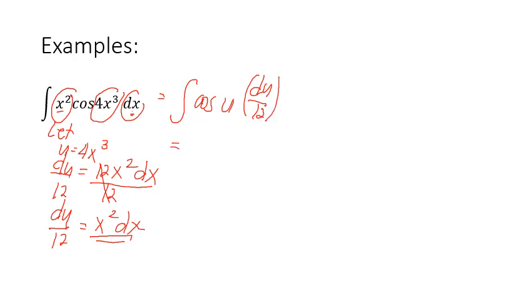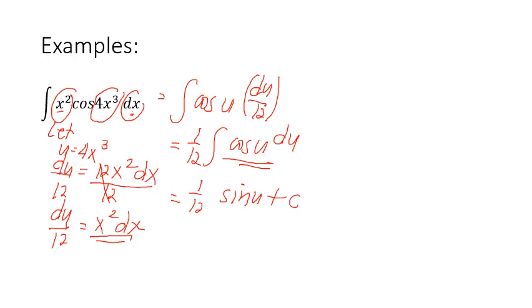Now, I can factor out 1 over 12 sa ako ang integration elements. So I will get 1 over 12 integration of cosine u du, which has a direct formula for integration of trigonometric function. So I have 1 over 12, which integration of cos u du is equal to sine u plus c.